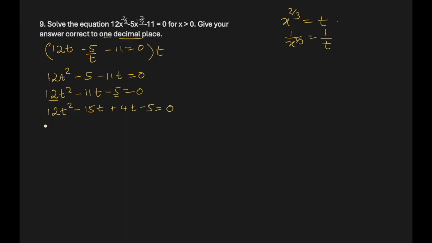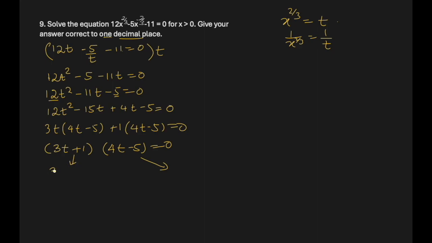Okay, so we can take 3 common: 3t, 4t minus 5, plus 1. So (3t + 1)(4t - 5) equal to 0. The first factor becomes this, and the second factor becomes this. So we'll separate them now. This one will be 3t plus 1 equal to 0, and 4t minus 5 equal to 0.